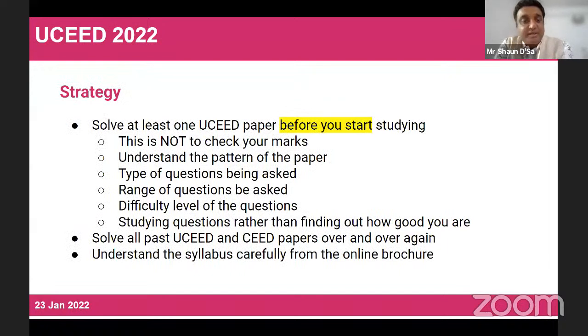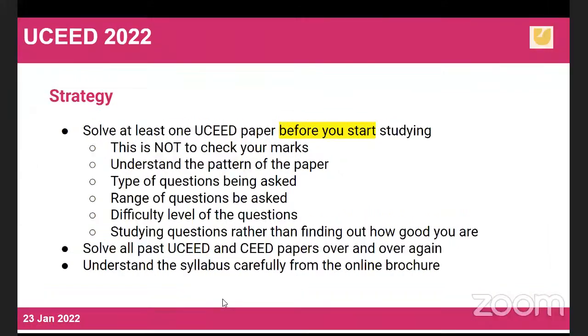So strategy. Let us check on a basic strategy. Some of you have said I've got 3 months. Some of you have started studying for a long time. Even with the time you have left, you still can do very well in the exam. So let's go to the next section, which is strategy.